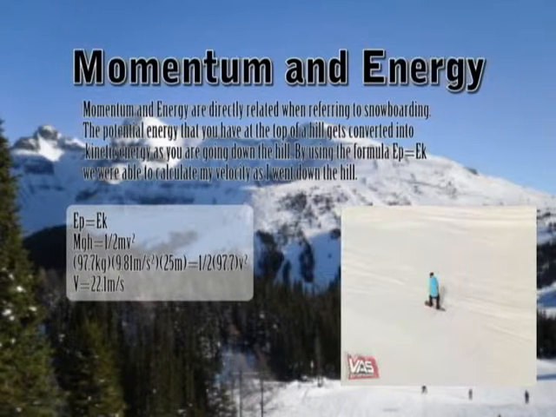Momentum and energy are directly related when referring to snowboarding. The potential energy that you have at the top of the hill gets converted into kinetic energy as you are going down the hill. By using the formula EP equals EK, we are able to calculate my velocity as I went down the hill. My theoretical velocity, or what I should have been going, was 22.1 meters per second.